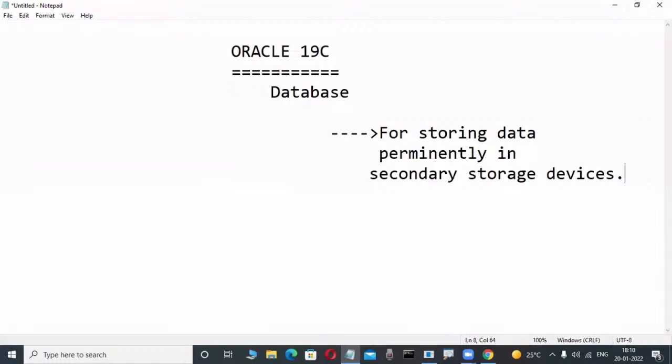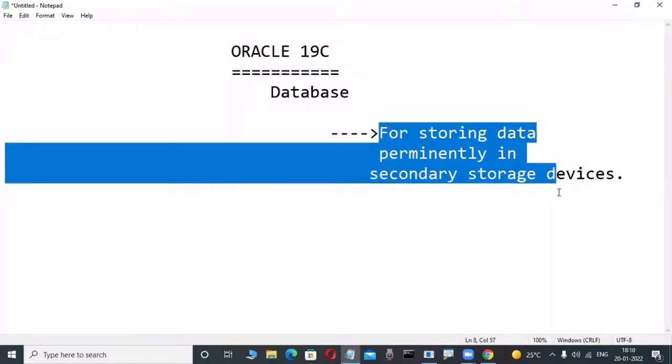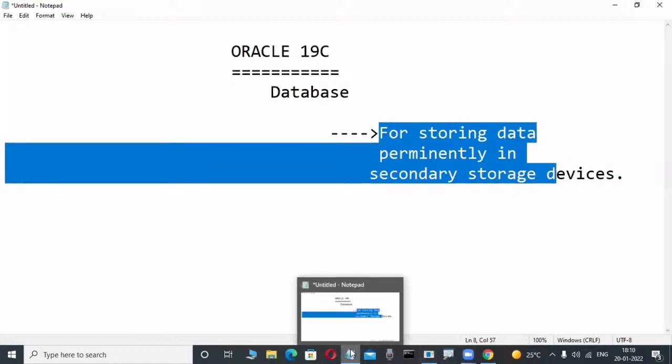We are using it now. That's why Oracle is a product from Oracle Corporation, with some version number. This is a database product, one of the popular databases. But what is the purpose of that? For storing data permanently in secondary storage devices. Now slowly observe here. Actually, so many database applications are there worldwide. 90% of software applications depend on a database. Without a database, it is impossible to store the data.